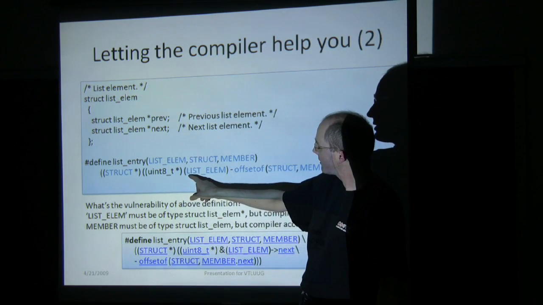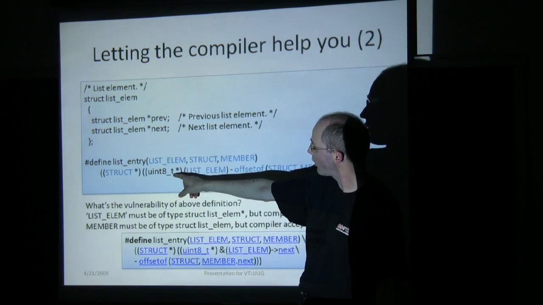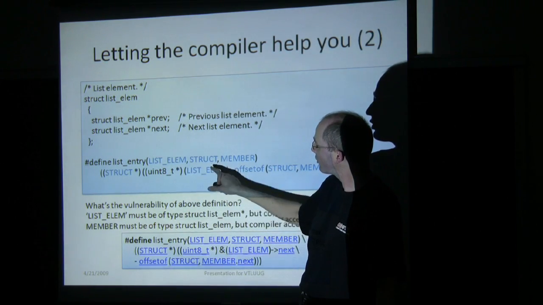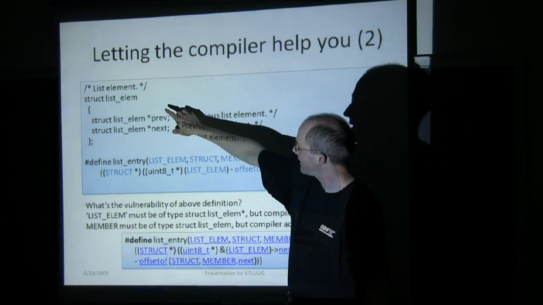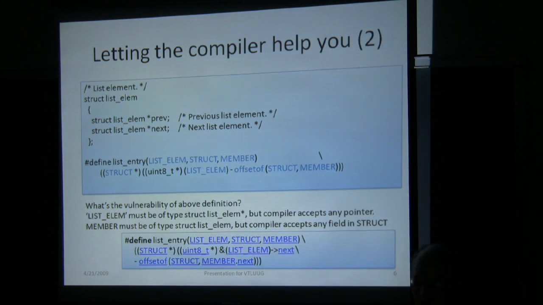The issue with this is that this element here is not type checked. If you have any pointer type, this cast will work, even if it's not the right type. It should be a pointer to a list element, or that type up here, but this macro doesn't enforce it.